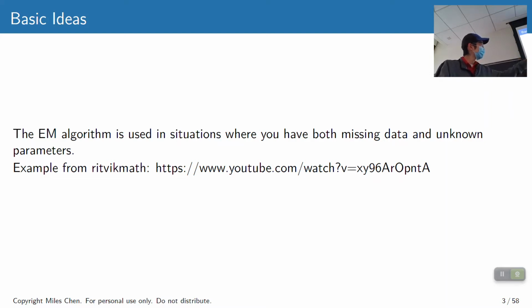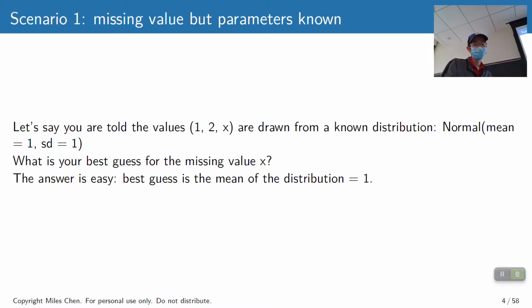This video here from Ritvik Math is a very good video, and I like the example he used. So I'm stealing his example here. Basically, we use it in a situation where we have both missing data and unknown parameters. Let's say we're told we have the values 1, 2, and x. So x is a missing value, and these values are drawn from a normal distribution where the mean is 1 and the standard deviation is 1. And then we say, well, what is your best guess for the missing value x?